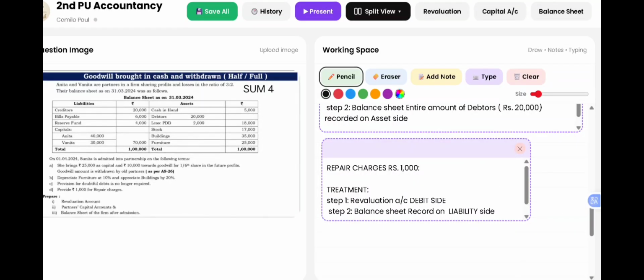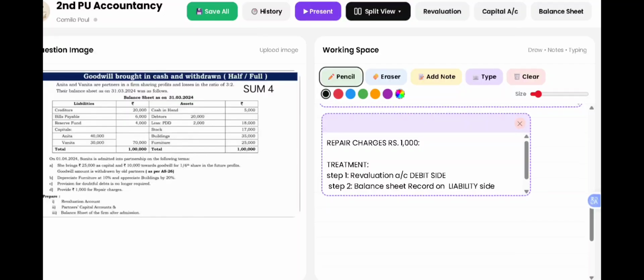Moving on to the next adjustment, that is repair charges rupees 1,000. This is outstanding expenses, so therefore it will appear in the revaluation account debit side, and in the balance sheet it will be recorded as a liability. So it is the amount which is to be paid by the firm. So it is increase of liability, so it will be recorded on the liability side of the balance sheet.